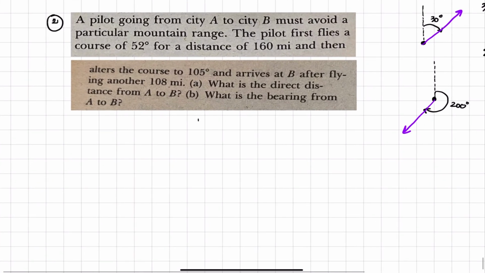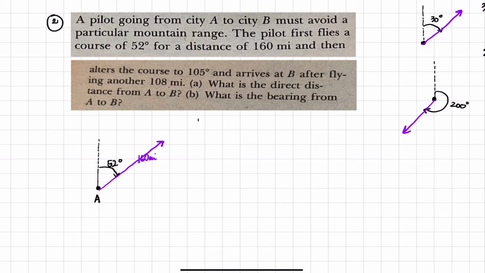So, i-plot na natin ito, no? So, yung pilot mo nanggaling sa CTA. Tapos, papunta siya ng CTB. Hindi mo alam kung nasan yung CTB. Malalaman nyo based dun sa mga course. So, sabi dito, the pilot first flies a course of 52 degrees for a distance of 160 miles. So, i-drawing natin yon. So, from the North Pole, susukat ka ng 52 degree clockwise. Ayan. So, ayan yung pilot mo. Ayan yung direction niya. Which is 163 miles daw.